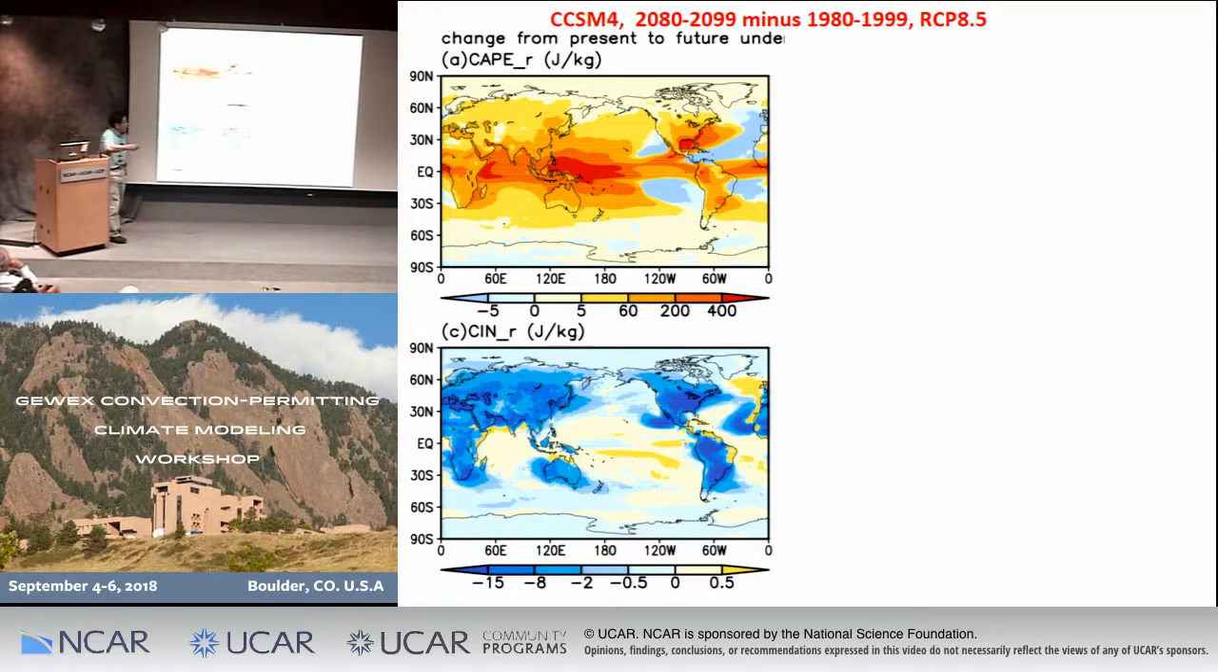So the first top panel is the calculated CAPE change. You can see all positive values. And then the bottom panel shows the future minus current CIN changes. So essentially, you can see the CIN becoming stronger over essentially all the land areas. Very small change over the ocean.